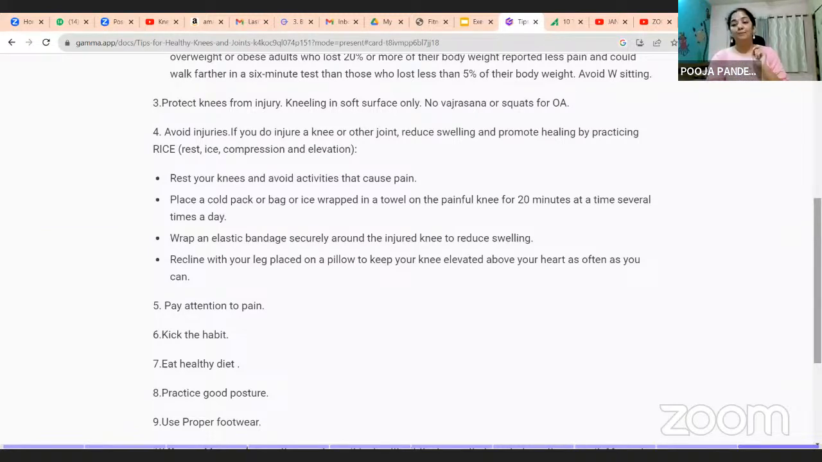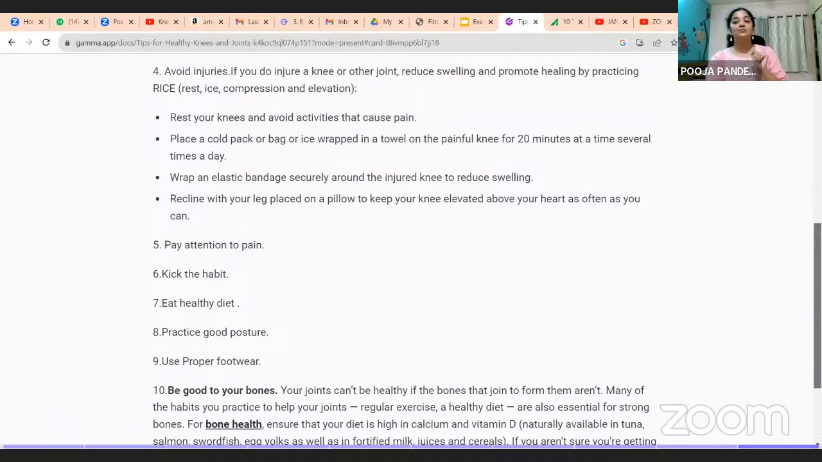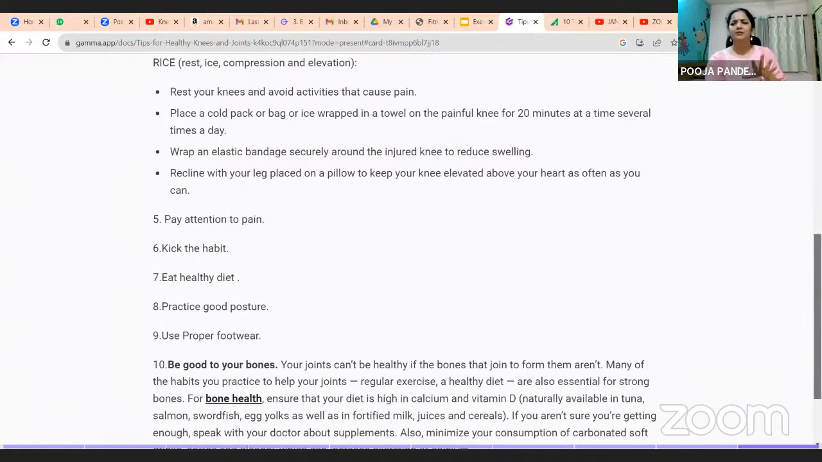Okay. Use proper footwear. Always make sure that whichever footwear you are using, it has to be ultimately comfortable for you. Don't use wrong footwear. It is the worst thing you can do. It will increase your calcaneal spur and plantar fasciitis also. Okay. So make sure you use proper footwear. Good posture, and be good to your bones.